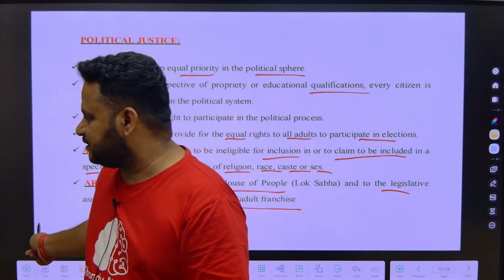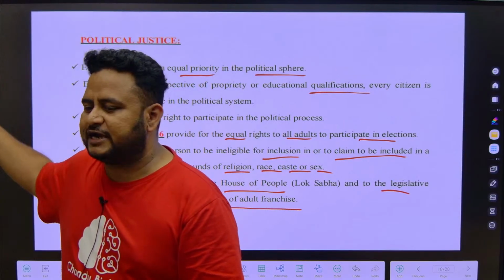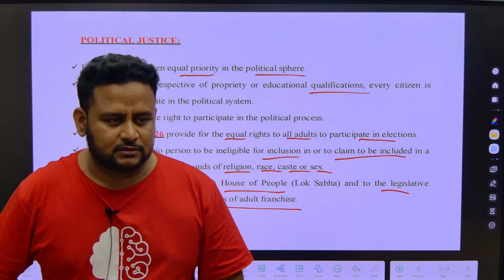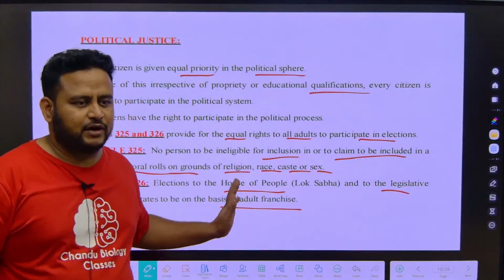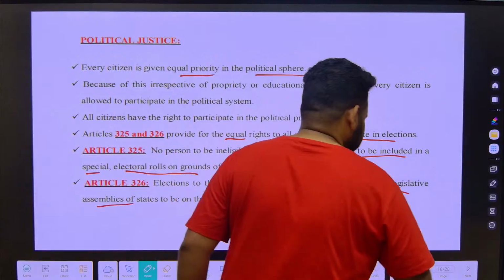So, Articles 325 and 326 I explained. This is talking about political justice. Clear? So, we have done political justice elaborately. Clear to all of you? Fine.